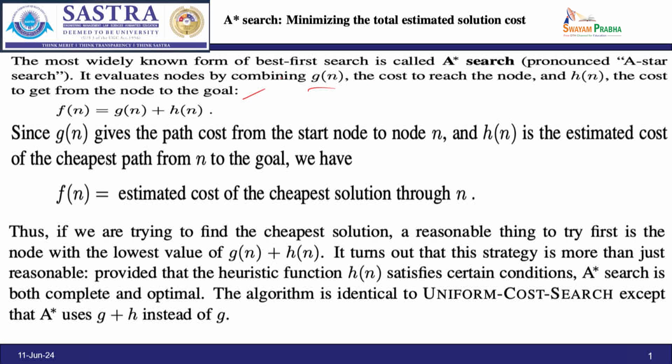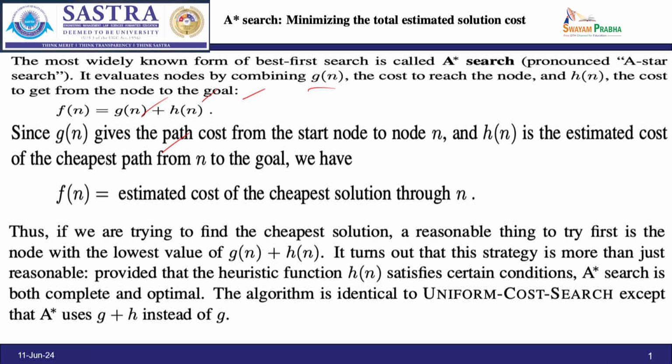This we already discussed in graph theory, so we have to implement it here. We require f of n equals g of n plus h of n. g of n gives the path cost from the start node to n, and h of n is the estimated cheapest path from n to the goal. So f of n is the estimated cost of the cheapest solution through n, which we can determine with g of n plus h of n.